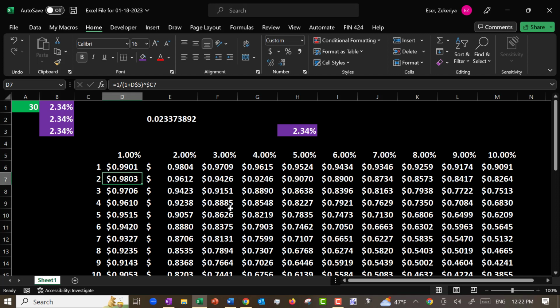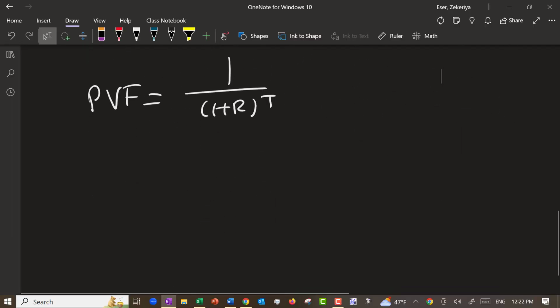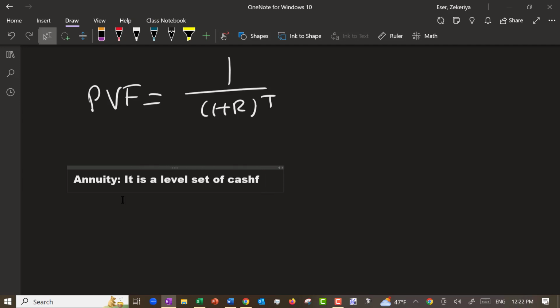Now, we have only a few minutes left. Let me briefly define an annuity. We'll kind of get it started and then develop a full template on Monday. It is a level set of cash flows for a fixed amount of time.